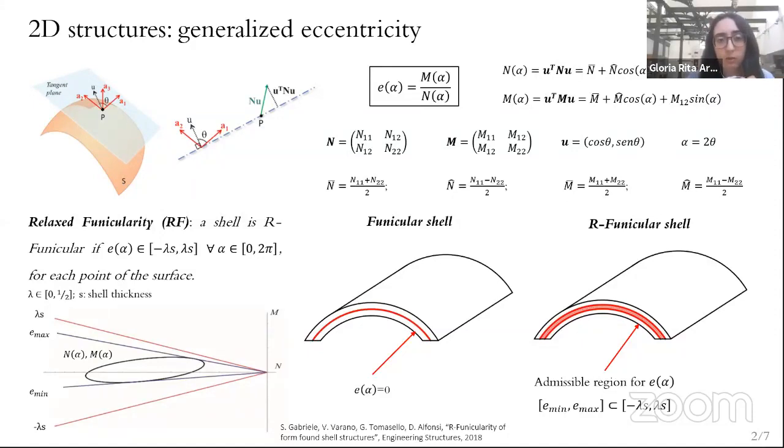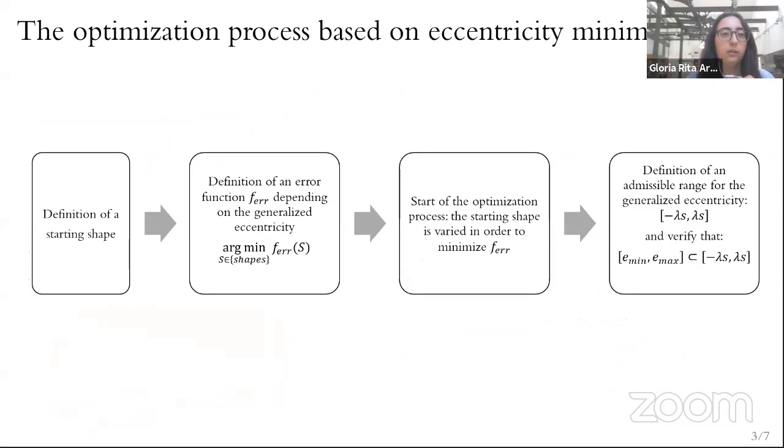And through some mathematical machinery, it is possible to evaluate the maximum and the minimum eccentricity in each point of the surface. So what we tried to do in this work is to develop an optimization process based on the minimization of this generalized eccentricity.